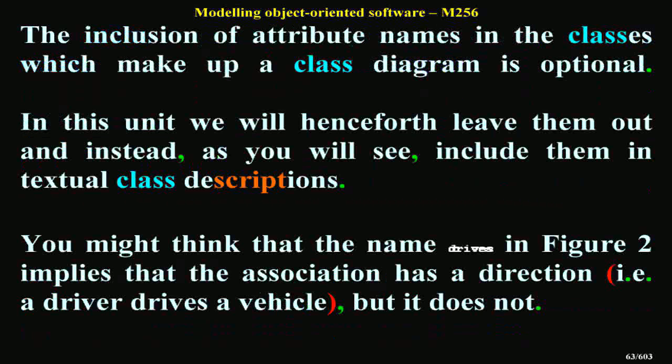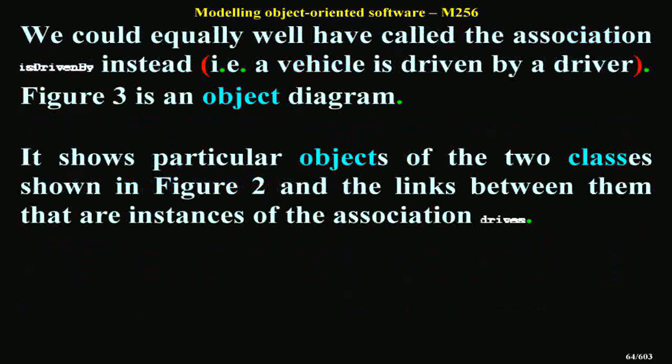The inclusion of attribute names in the classes which make up a class diagram is optional. In this unit we will henceforth leave them out and instead, as you will see, include them in textual class descriptions. You might think that the name drives in Figure 2 implies that the association has a direction, i.e., a driver drives a vehicle, but it does not. We could equally well have called the association is driven by instead, i.e., a vehicle is driven by a driver.